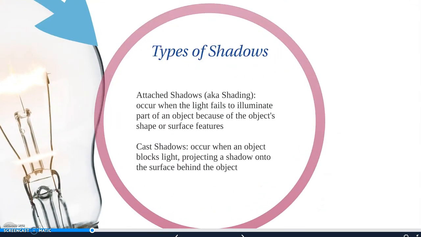And of course, if we're going to talk about the importance of light, we also need to think about the importance of shadows, the absence of light. And in film, there are 2 different types of shadows, attached and cast. Attached shadows are also referred to as shading, and those occur when the light doesn't illuminate part of an object because of that object's shape or surface features or texture. And cast shadows occur when an object blocks the light, which projects a shadow onto the surface behind the object.